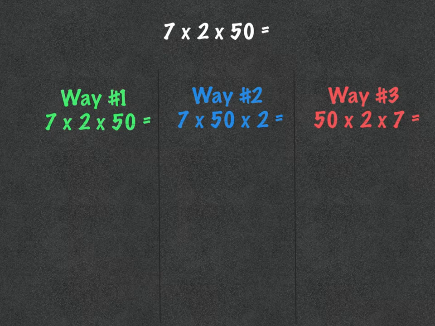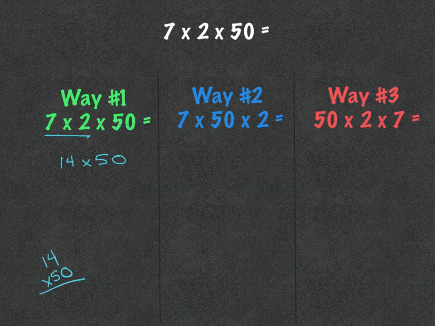We've got 7 times 2 times 50. Remember, we can rearrange these any way we want and we'll still get the same answer. So let's try 7 times 2, which is 14, times 50. I'm going to have to do a little bit of side math here. 14 times 50. This 5 is really a 50, so I'm going to need a little magic 0 here. 5 times 4 is 20. Regroup my 2. 5 times 1 is 5, plus 2 is 7. So my answer is 700.